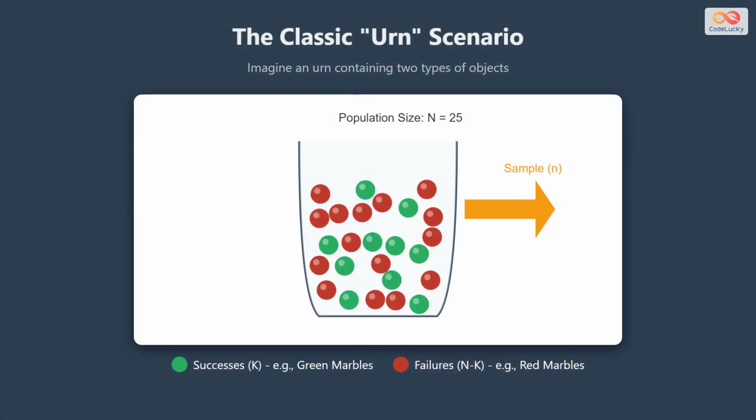Let's visualize this with the classic urn problem. Imagine a jar containing two types of objects, say green marbles and red marbles. We call the green ones successes and the red ones failures. When you reach in and grab a handful, that is your sample. The hypergeometric distribution helps us predict how many green marbles you are likely to find in that handful.